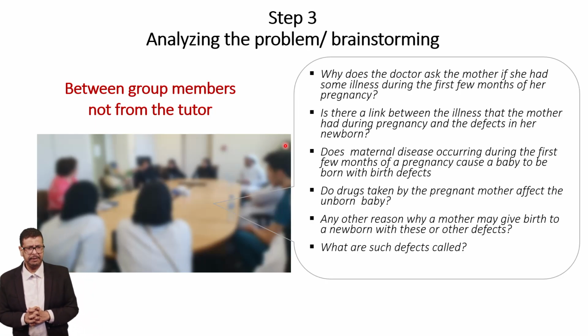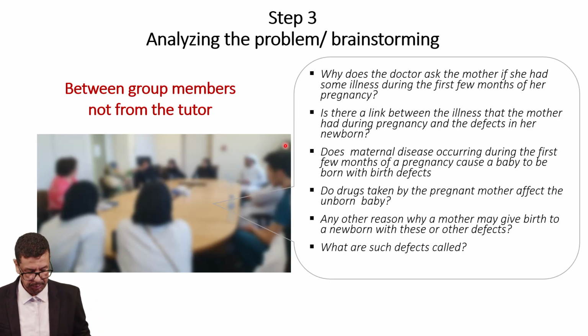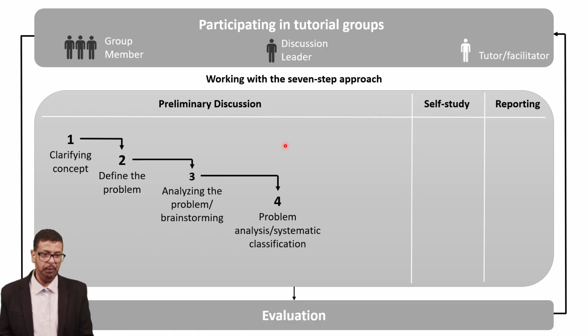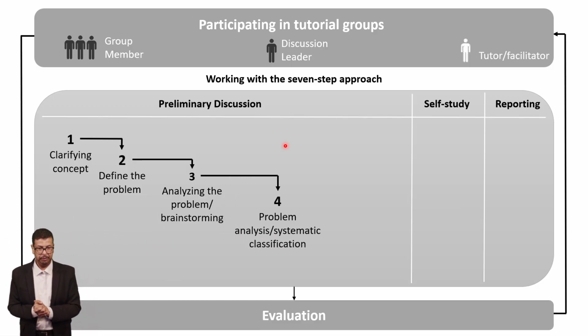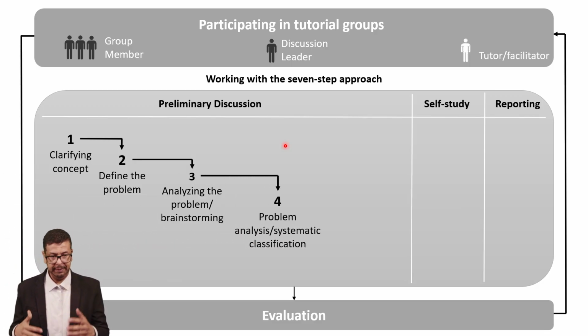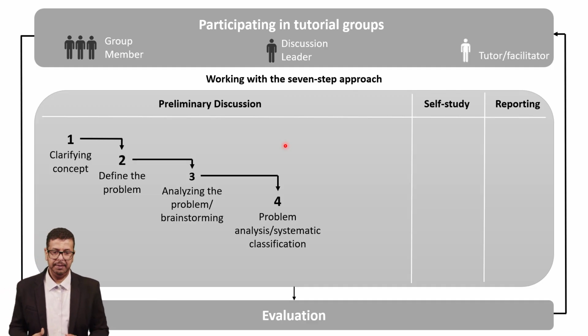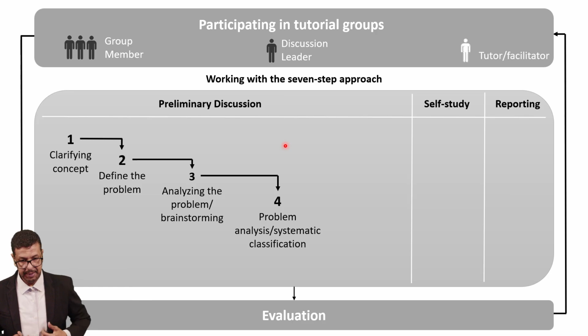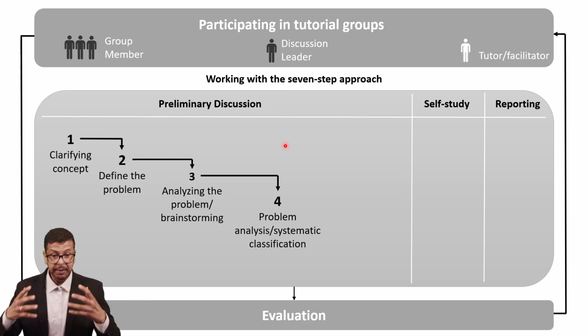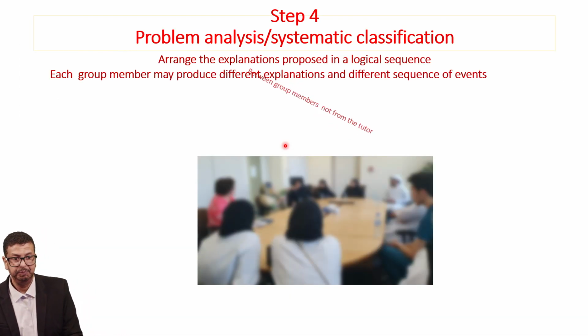What are such defects called? So this is a very important question to be asked in the brainstorming phase. Now we'll go to the fourth step, or fourth jump, which is related to problem analysis and systemic classification of the problem. And here is the step in which the student should think about the initial concept map.